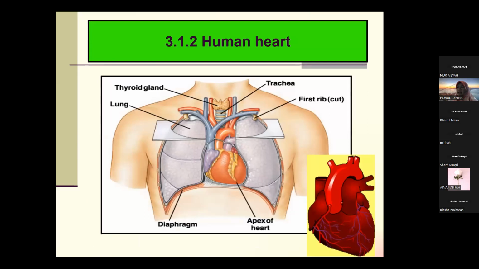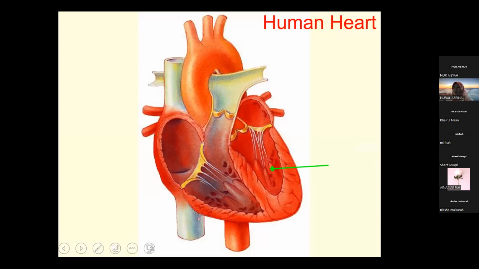So this is the human heart. The human heart is located within the thoracic cavity, and it is separated from the abdominal cavity via the diaphragm. The diaphragm helps to separate the thoracic cavity and the abdominal cavity. Again, this is the detailed structure of the human heart.